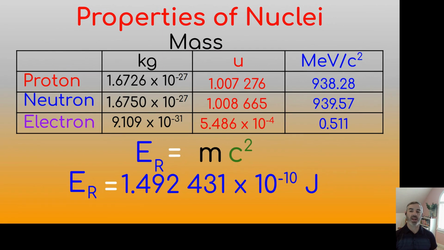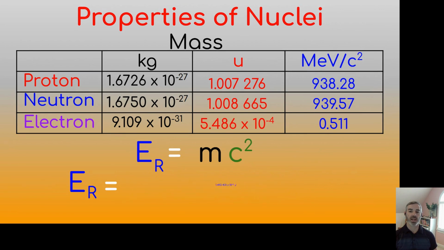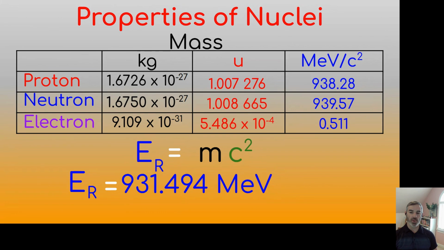Now, if we convert that into mega electron volts in terms of energy, we get approximately 931 mega electron volts. Now, if we divide each side of the equation by c squared, the c squared on the left side gives us one atomic mass unit. So one atomic mass unit is equal to 931.494 mega electron volt per c squared, which is a mass unit. So those values are all masses.